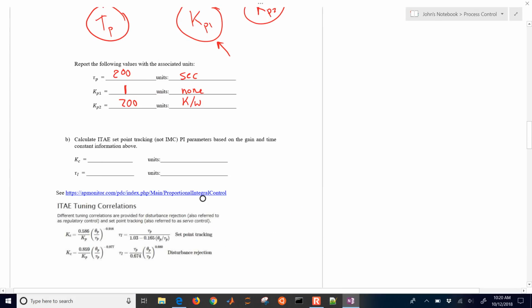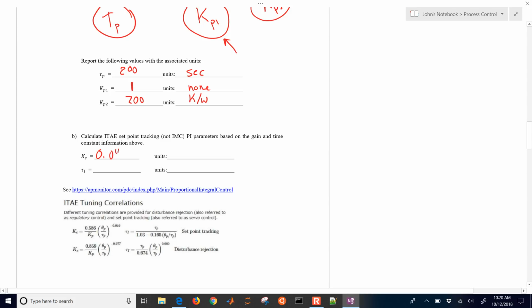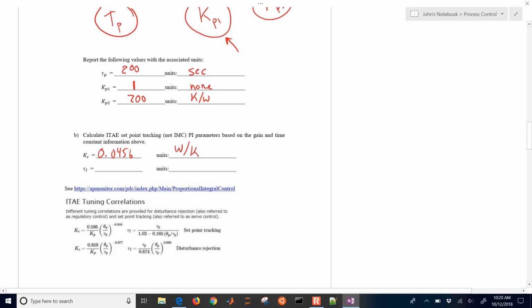You just need to basically plug them in, and you should come up with a KC value of 0.0456, and the units on that are going to be watts per Kelvin. It's always the inverse of the KP value. So this is the KP value that we needed for that because that's our heater gain instead of the KP1. KP1 is for any disturbances. So if you have any ambient temperature changes, we don't control that directly. We're going to control the heater value.